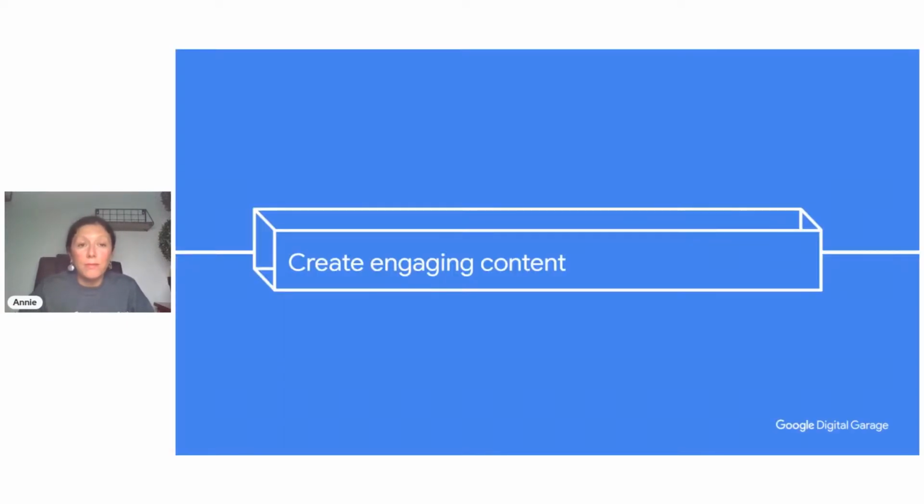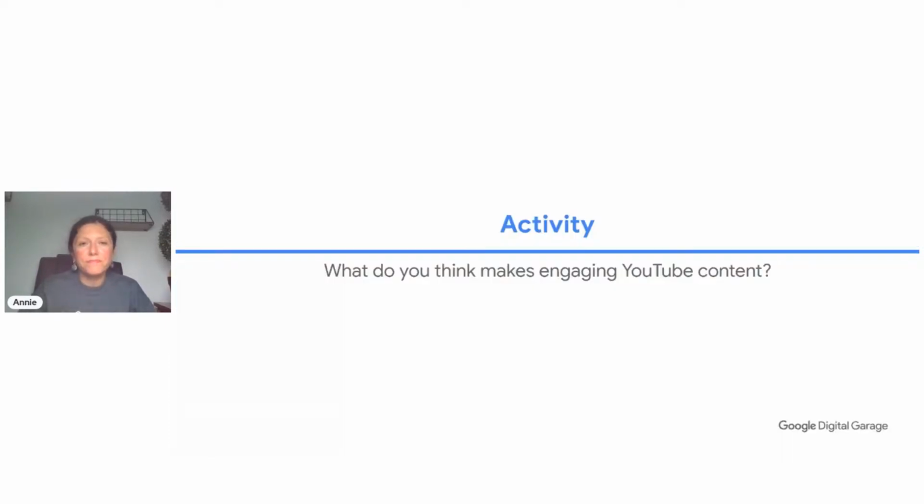So the next step, just in time for Amy, is we're going to create some engaging content together. So this is from planning to strategy and to the equipment we might need in order to get started and to run the channel as we'd like to. So we're going to begin with an activity.